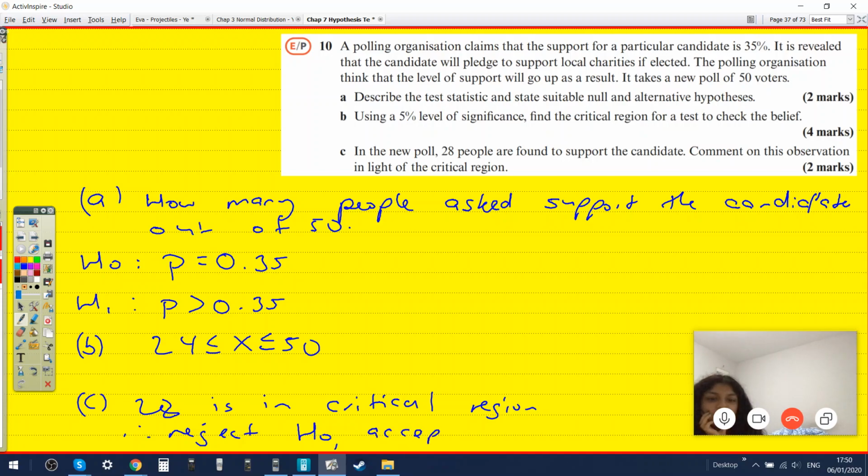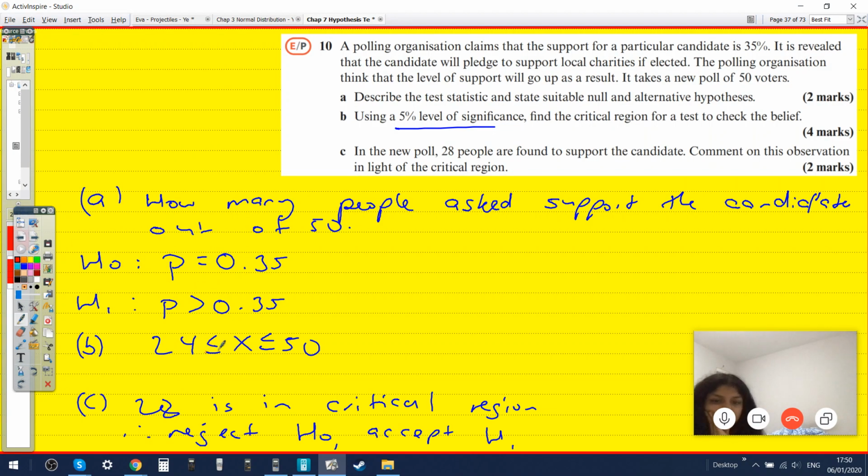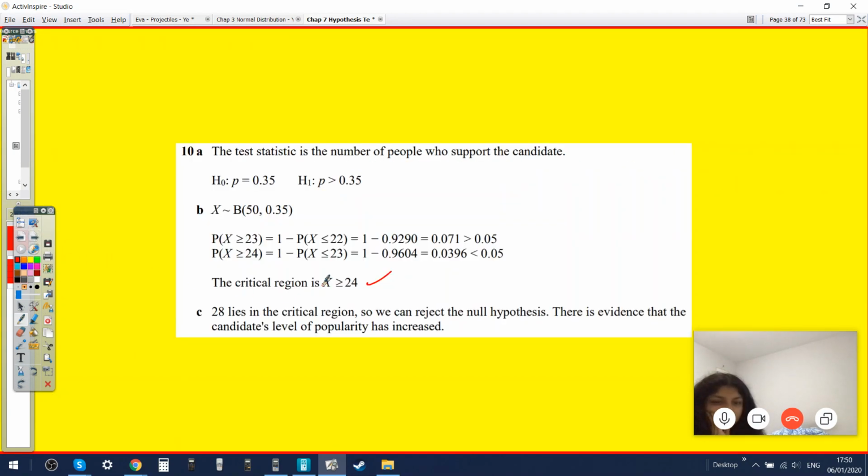Yep. There's enough evidence at the 5% level of significance to accept H1. Okay, let's check. X is greater than or equal to 24, so ours is better. That was 0.1, that's greater than 10, lies in the critical region, so reject. So basically, yes, it's the number of people who support the candidate. Okay, yep, that's all exactly what you said, I believe.